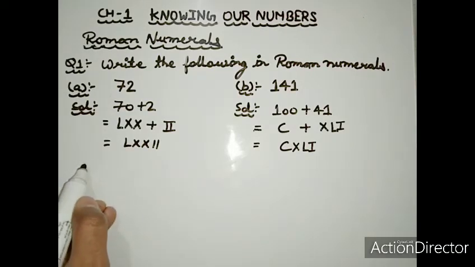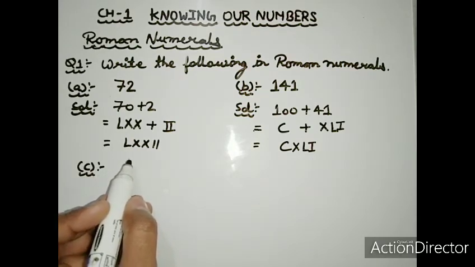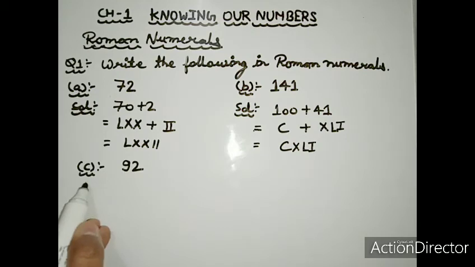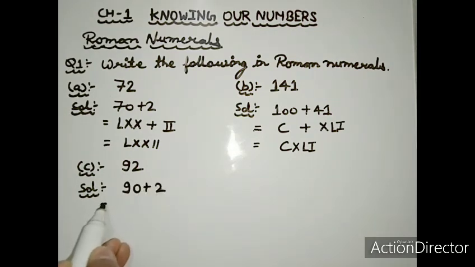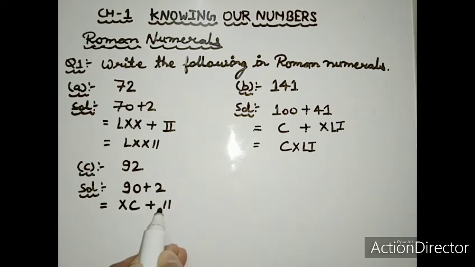Now, the C part of this question. Here we write 92. Here again make two parts of this number, 90 plus 2. How do we represent 90 here? Here we subtract 10 from 100. Then we write XC. So here we write X on the left hand side of the greater number, and then 2. Now here we write XCII. So it represents 92.